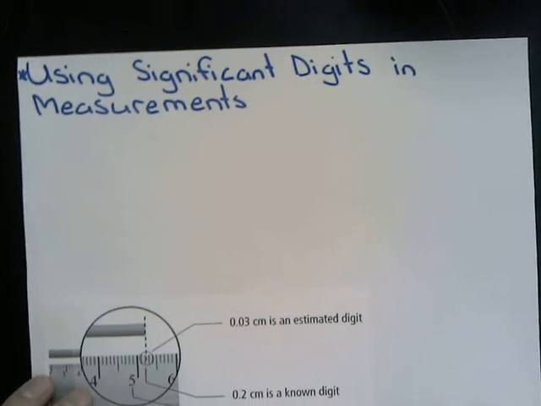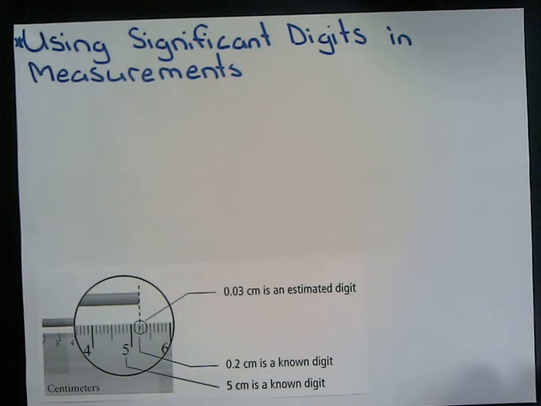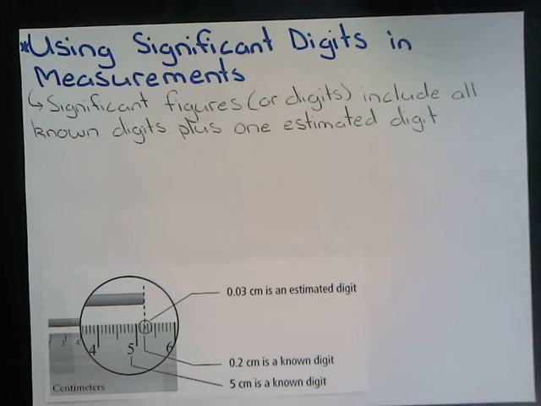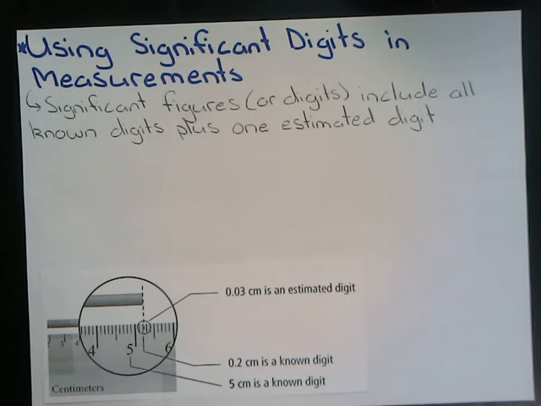Okay, so with our significant digits and measurements, we have to know this. Significant figures, or digits, include all known digits plus one estimated digit. All right, so let's use that statement about significant figures, and let's turn to this picture.